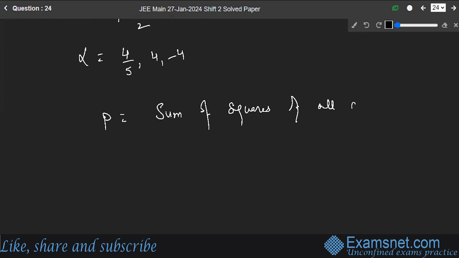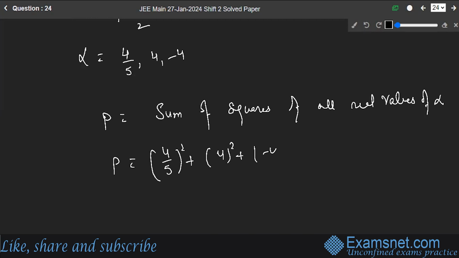Now, according to the question, P was the sum of squares of all real values of alpha. So P is equal to 4 square minus 4 square, 16 upon 25 plus 4 square, 32. All right. Let's solve this.